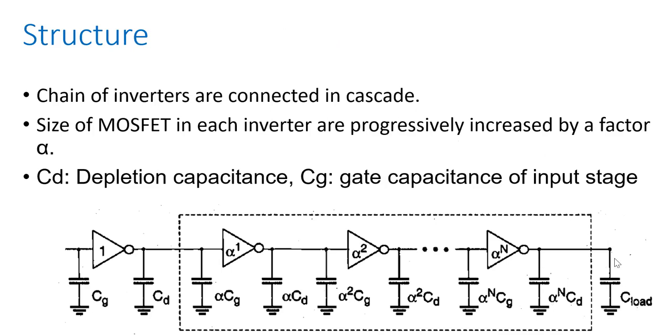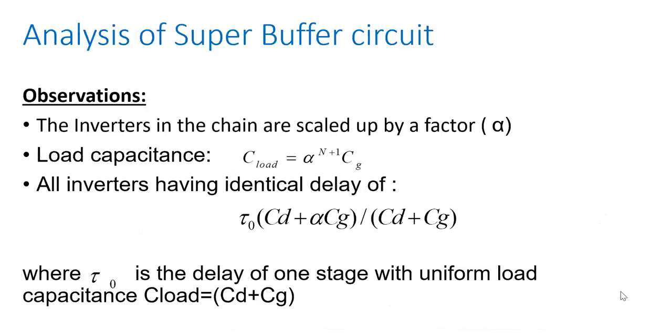So assume that another logic gate is connected here. The input capacitance will be how much? If this is alpha to the power n, it will be alpha to the power n plus 1. The next logic gate is alpha to the power n plus 1 CG. So we can say the C load will be alpha to the power n plus 1 CG. Assume another logic gate is connected here, and C load is the input capacitance of that logic gate. If the input capacitance here is alpha to the power n, the next stage will be alpha to the power n plus 1 CG. So we can make the observation: C load equals alpha to the power n plus 1 CG.